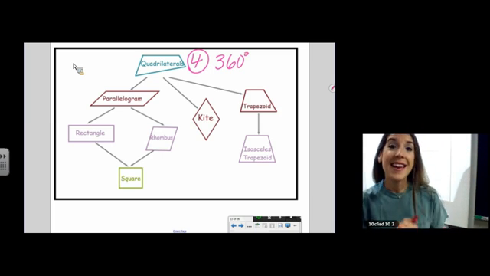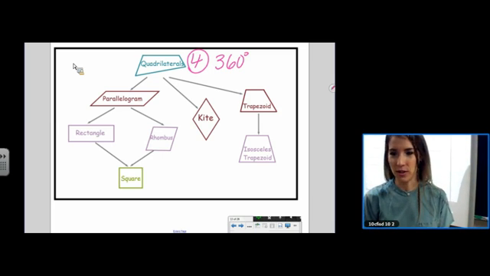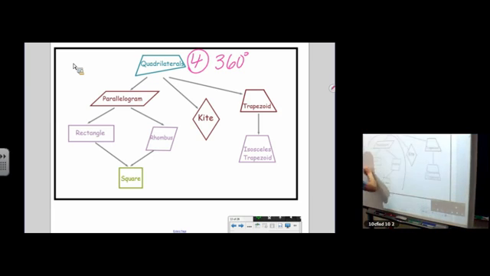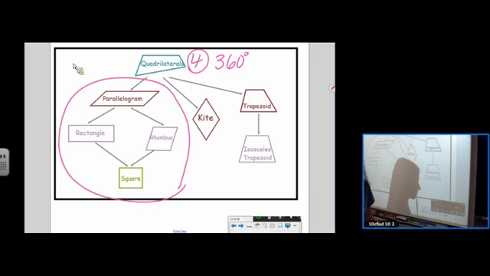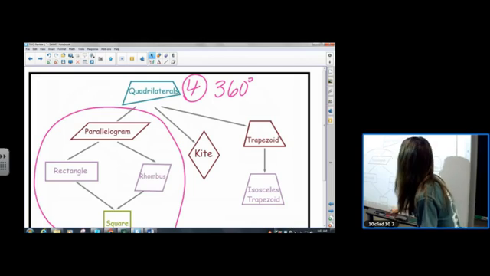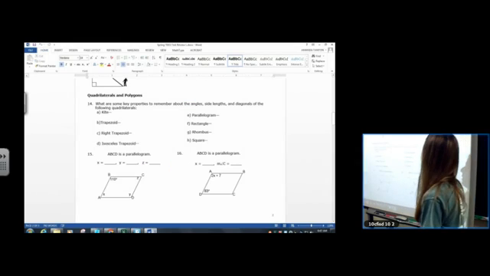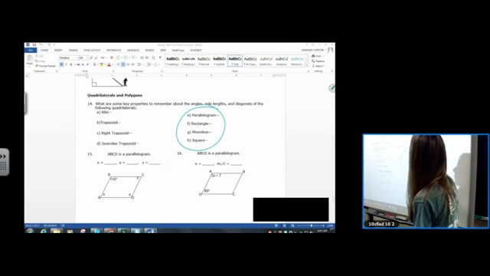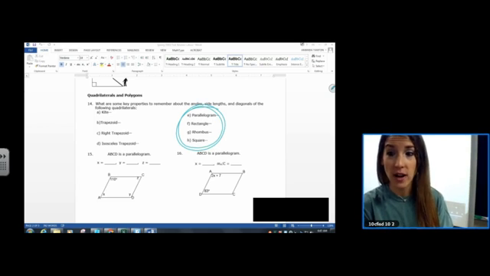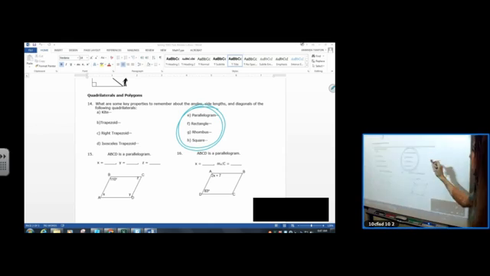Okay. Then we learned about some special quadrilaterals. The first branch that I want you to look at is the parallelogram branch. And I want you to have your review sheet out in front of you. And as I say properties, I want you to write some things down on your review sheet so you can get credit for it. Okay, write them down. And do so right here.